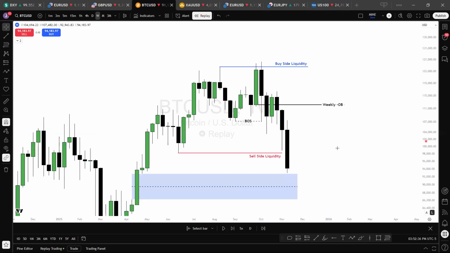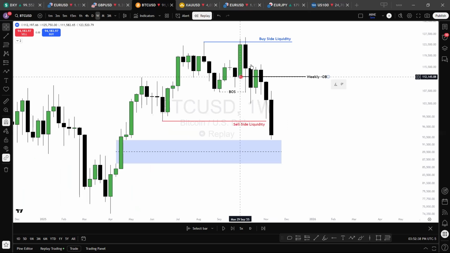Then the second thing that happened was that price closed below this up close candle, which indicates a change in state of delivery. If you want to learn more about the change in state of delivery, I'll leave a link to the video so you can go watch. As soon as price closed below this candle, it confirms our bearish order block, and this candle here returned immediately to this bearish weekly order block and found resistance to run lower.